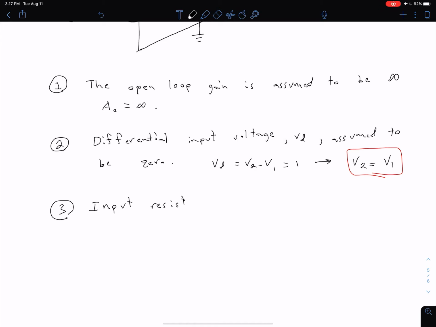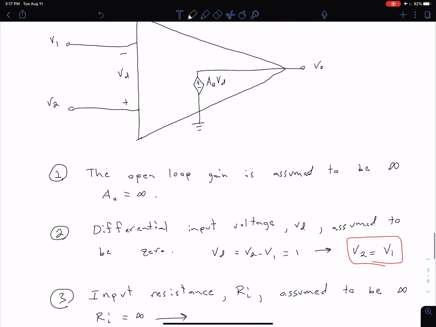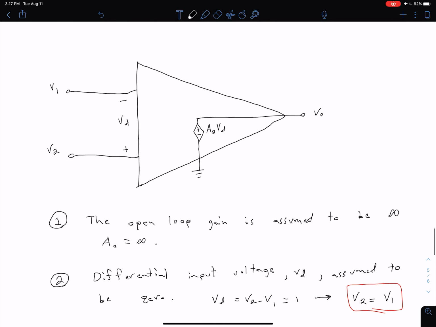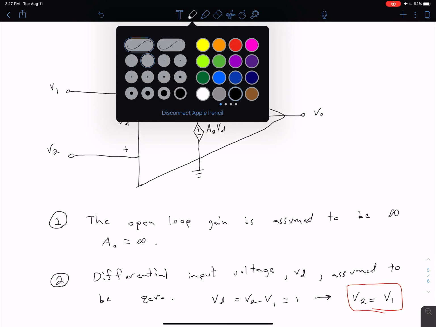So input resistance, I don't have it labeled here, but in our non-ideal model we had that labeled as R sub I, and typically that's what we use for input resistance, and that's going to be assumed to be infinite. So we're assuming that's infinity, and we can also just write that, of course, as Ri equals infinity. And so what that implies then is if we have an infinite input resistance, we have no path for our current in the circuit up here.